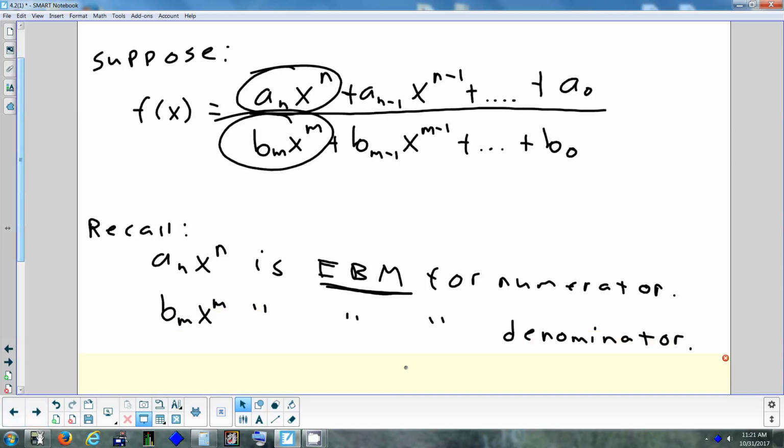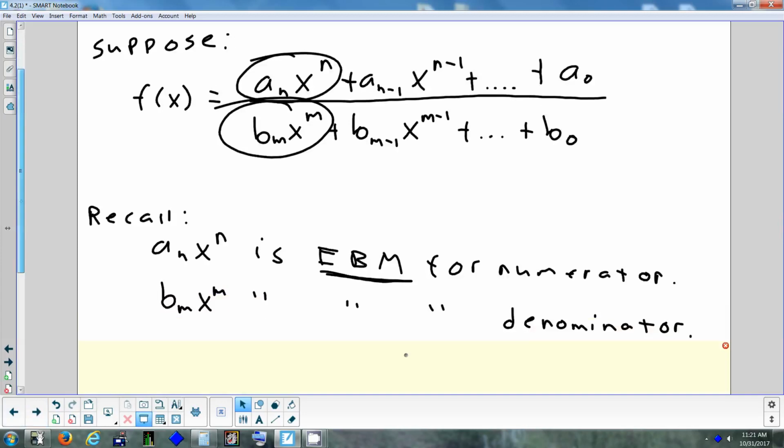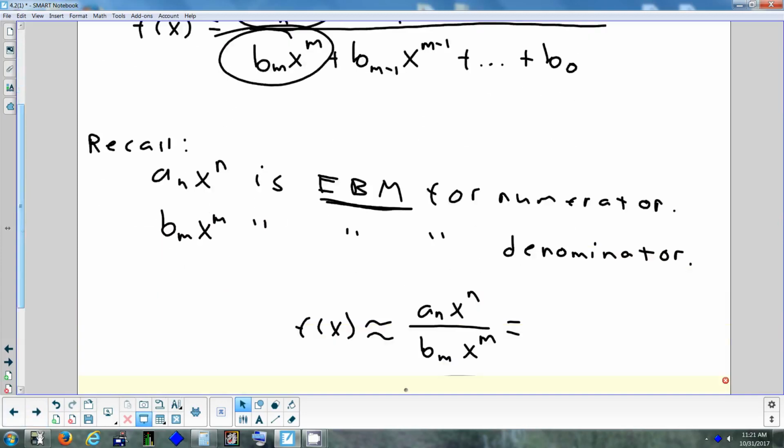Now, what do you think you would do with each of those if you wanted the EBM for the whole thing? What would you do with the one in the top and the one in the bottom? Divide them. Exactly. Right. So if you want to find what's called the EBM for this whole thing, find the highest degree term in the top, find the highest degree term in the bottom, and divide them.